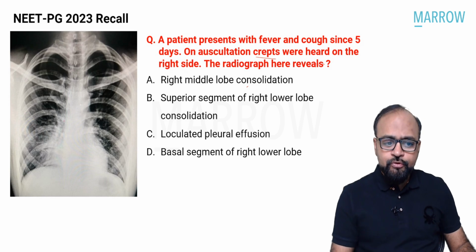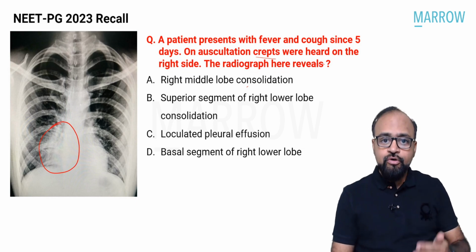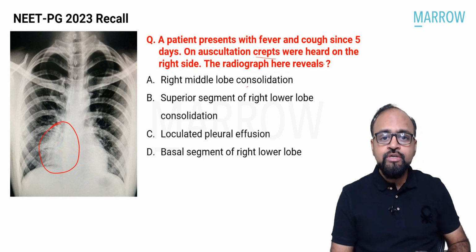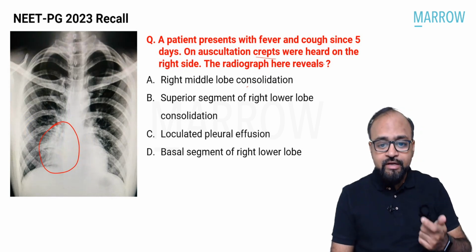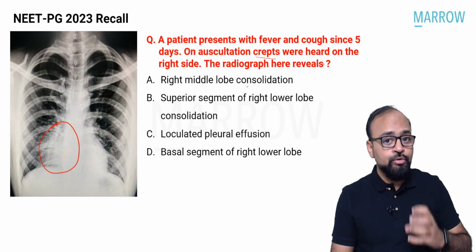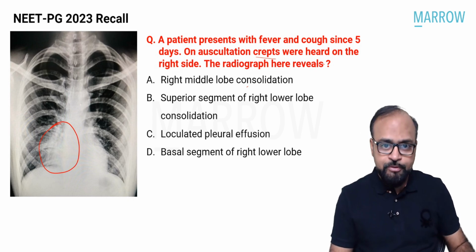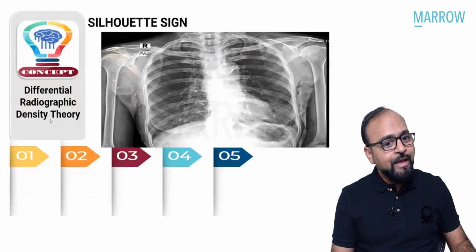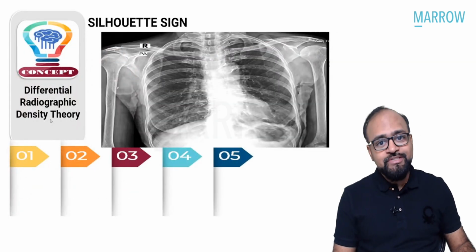If you look at this chest x-ray carefully, you can see that there is an obvious haziness or a fluffy opacity in the right paracardiac area, right? You are supposed to look at this particular opacity and come to a correct diagnosis, which particular lobe is involved or what the underlying pathology is. Well, this question is straight away an application of the Silhouette sign.